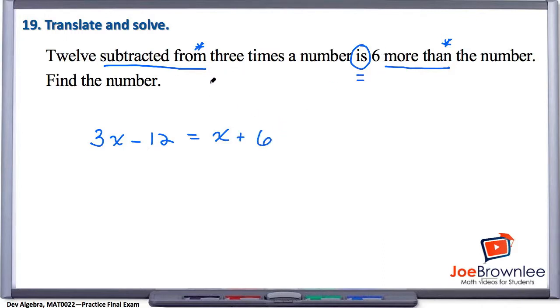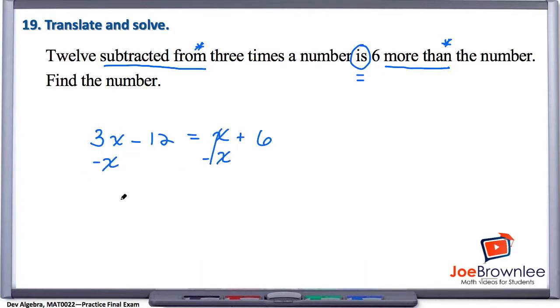All right, so again, every once in a while, you have to watch out for these key phrases that tell you to reverse the order of these elements. So we end up with the equation 3x minus 12 equals x plus 6. We want to solve for x. We want to get x all by itself. So I'm going to go ahead and subtract x from both sides.